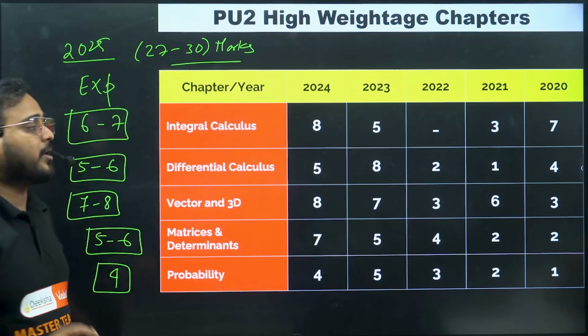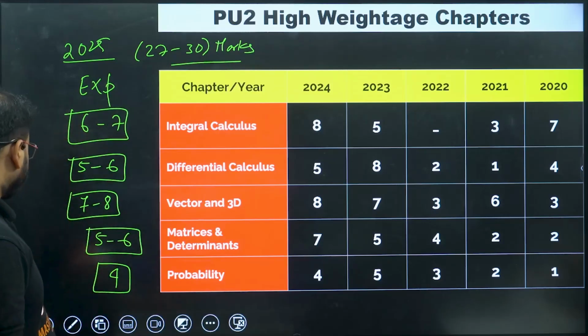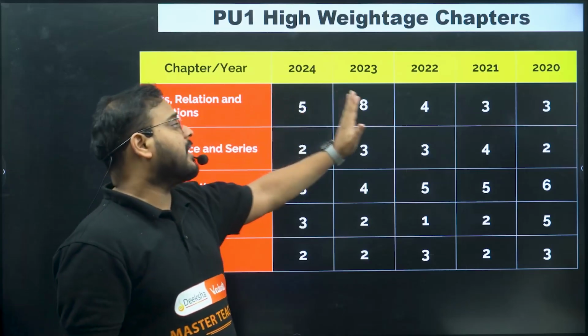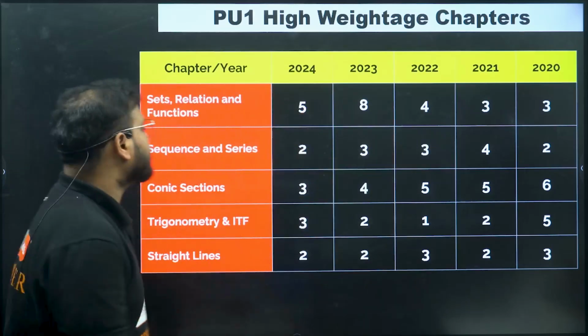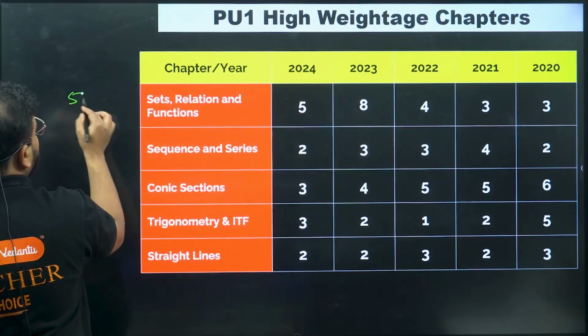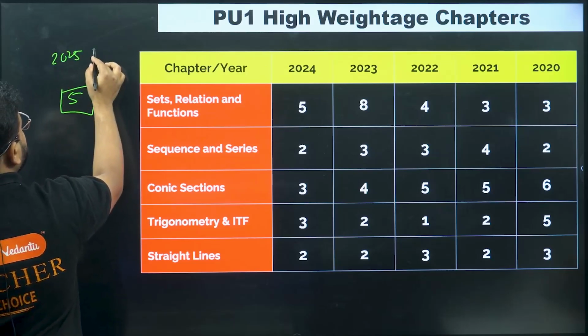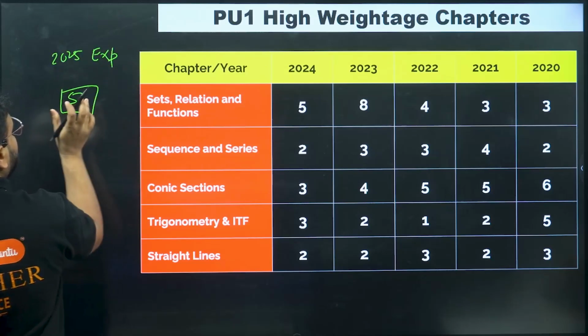Very, very important. If I see the PU1 section, again we have sets, relations and functions. Simple chapter. 5 marks, 8 marks, 4 marks, 3 marks each. You can expect this year again 5 marks of questions from here. 2025 expected questions will be again 5 marks over here.